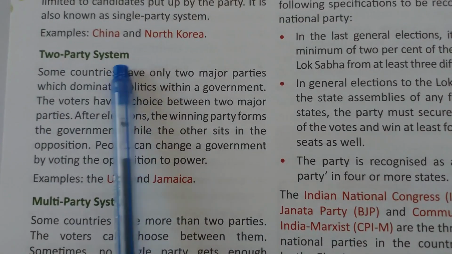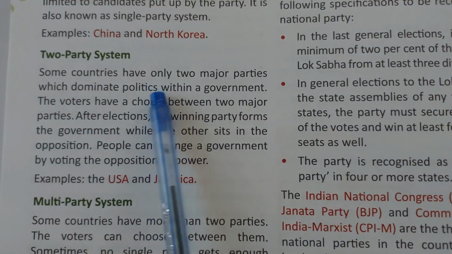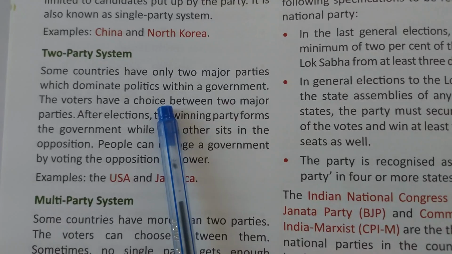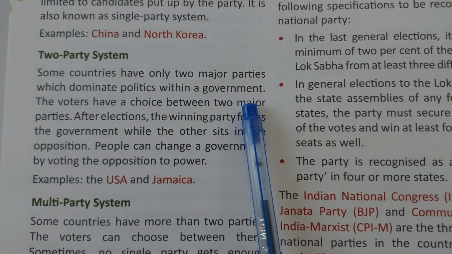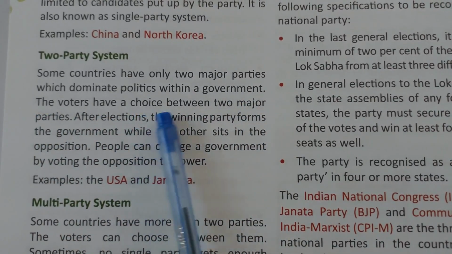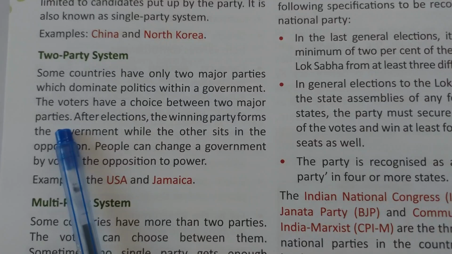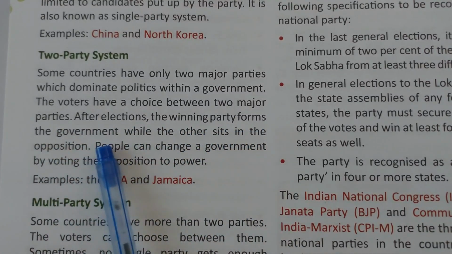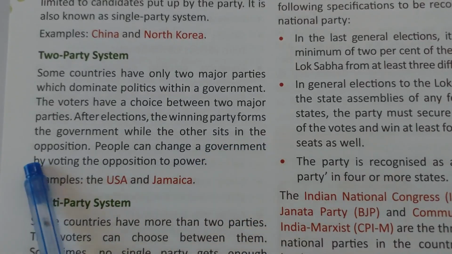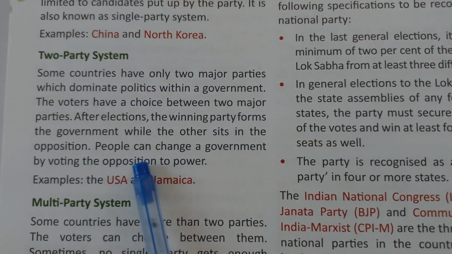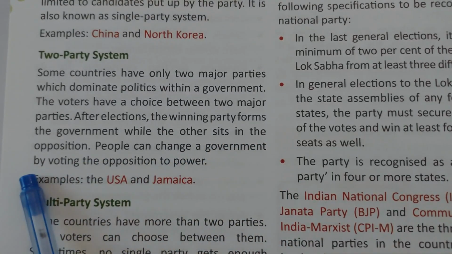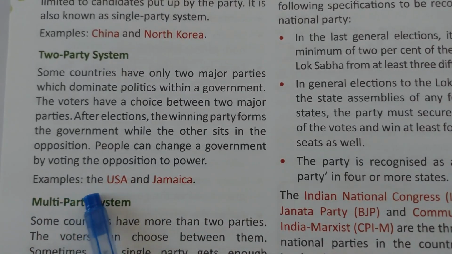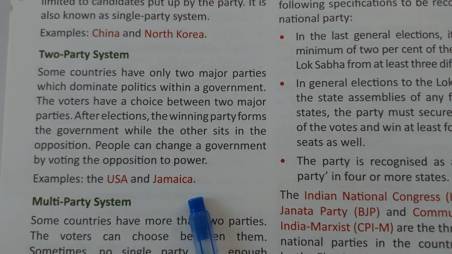Two party system. Some countries have only two major parties which dominate politics within a government. The voters have a choice between two major parties. After elections, the winning party forms the government while the other sits in the opposition. People can change a government by voting the opposition to power. Examples: the USA and Jamaica.